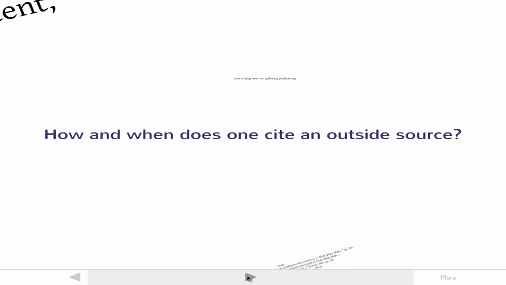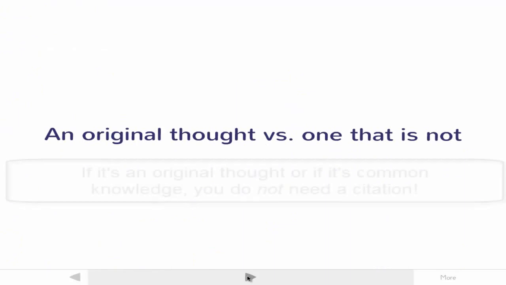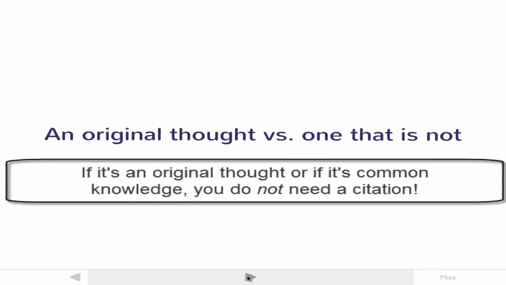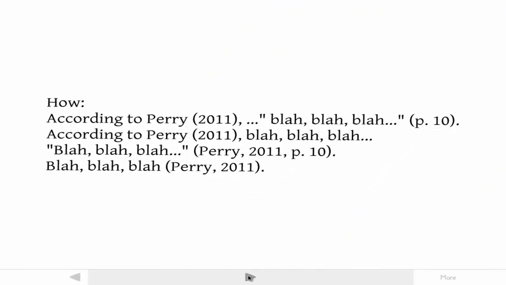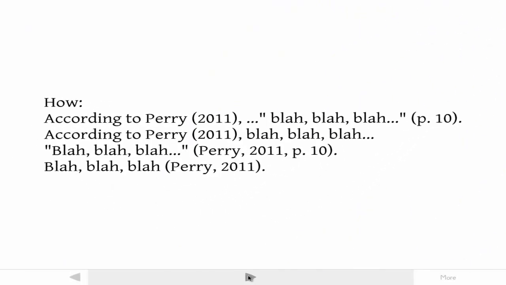So how and when does one cite an outside source? So when you write a sentence, ask yourself, is this original thought or is it not? If it's an original thought, you don't need a citation. But if it's not an original thought, if it's not common knowledge, then you do need to cite. And I've provided here 4 different types of citations that can be used. So the first here, you'll notice, starts with a phrase with the author's name and the year in parentheses followed by a comma. Okay, this ellipse here is an error, so just disregard this. So imagine the quotation mark starting immediately after the comma here.